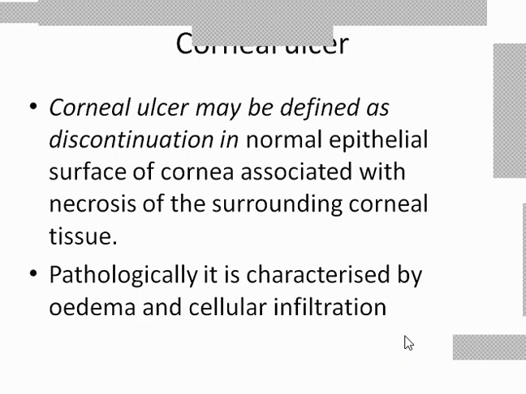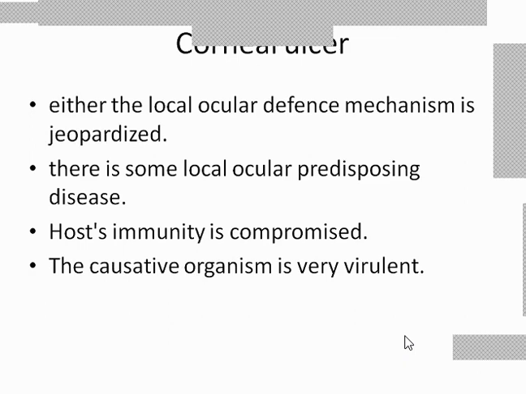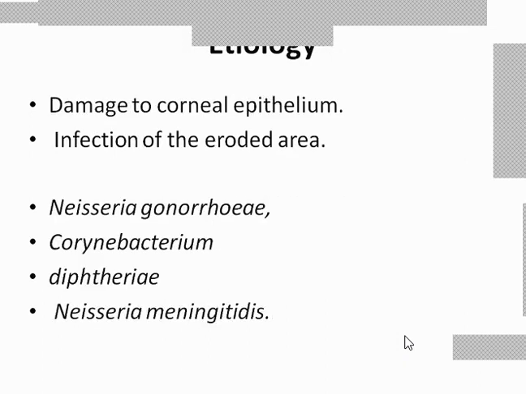So, what are the signs and symptoms? So you know that there is a breach of the cornea and then pathologic change by edema and cellular infiltration. And then bacterial corneal ulcer, I told you all this. So local ocular defense mechanism is compromised, there's some ocular predisposing disease, systemic immunity is compromised, and the causative organism is very virulent.